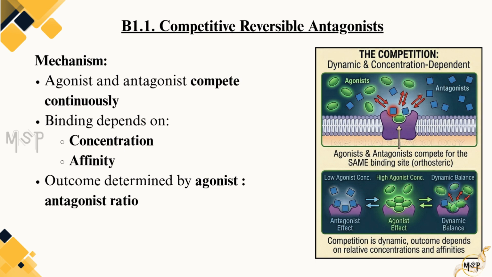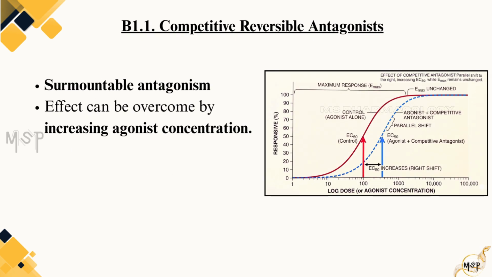Both the agonist and the antagonist are constantly binding and unbinding to the receptor, and the outcome at any given moment depends on the ratio of their concentrations and their respective affinities. Their effect is surmountable. It can be overcome by increasing the agonist concentration. This is the defining feature of competitive, reversible antagonism.